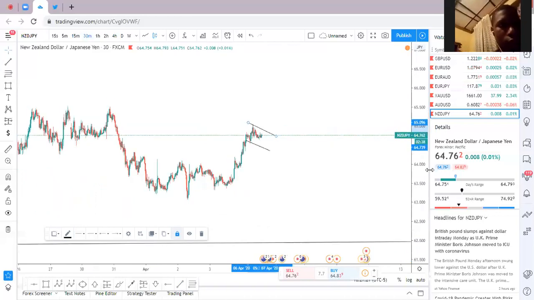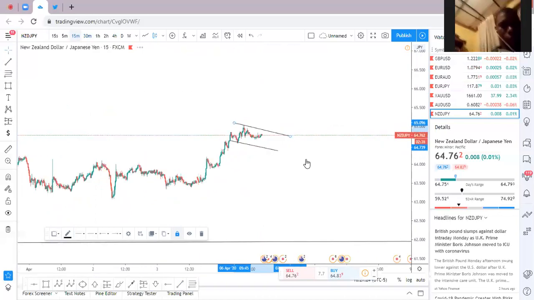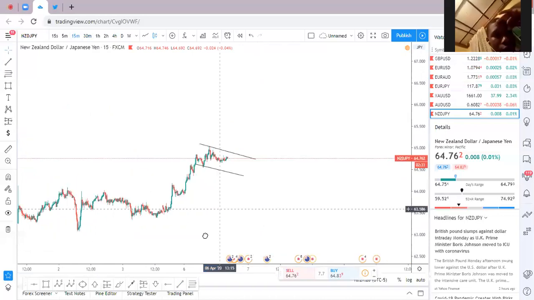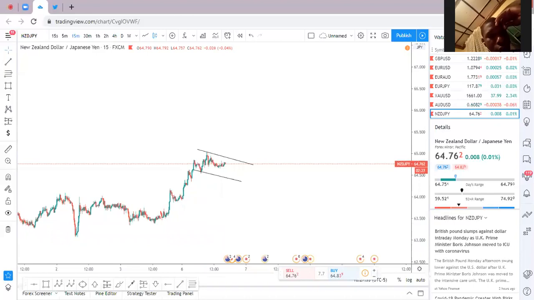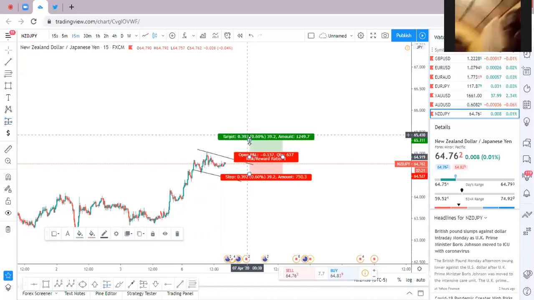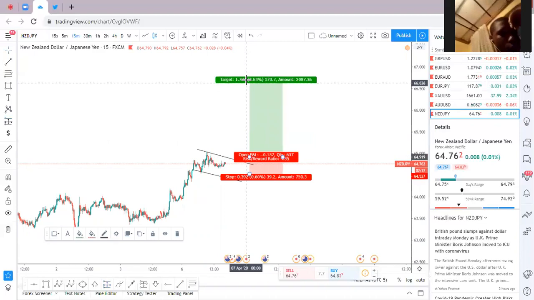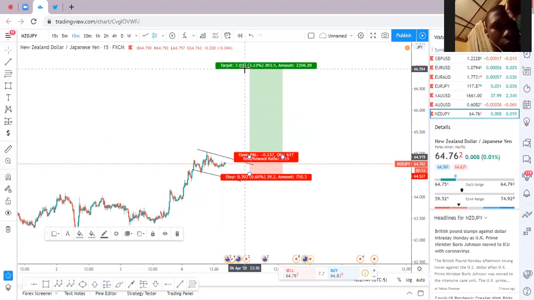So this is on the 30-minute time frame, and this is 15-minute time frame. So we'll be working on 15-minute time frame on this particular pair. So all you just have to do now is place your entry outside the flag.